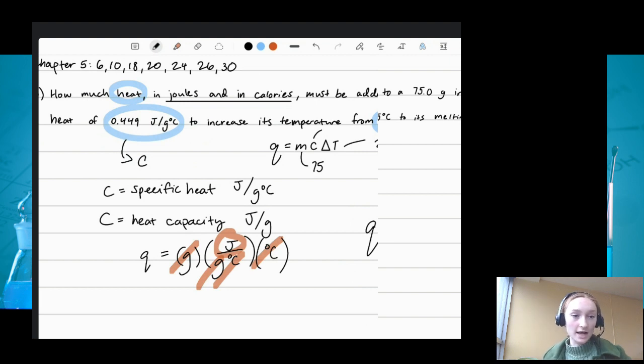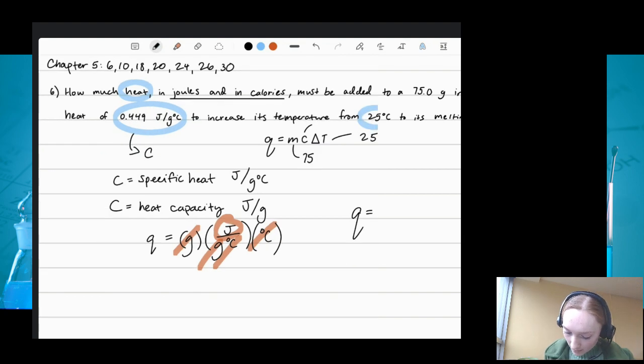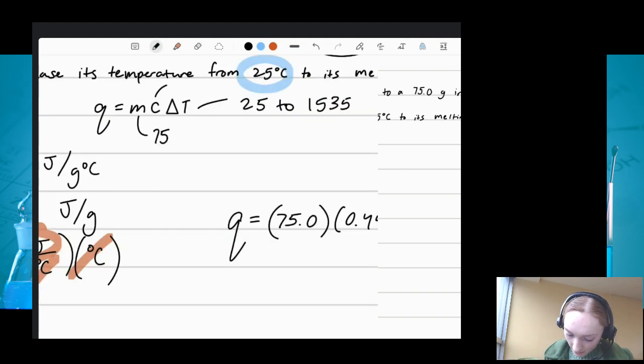So instead of being endothermic, a positive Q value, it'll be exothermic, a negative value, and so it'll give you a different kind of sense of what's going on. So just be sure to do final minus initial, what you're ending up with. So that is going to be 1535 minus 25.